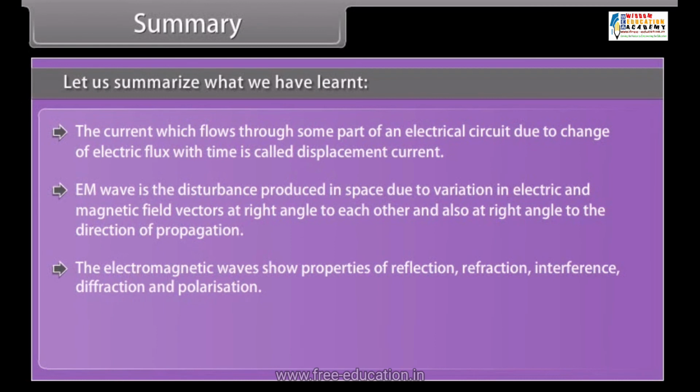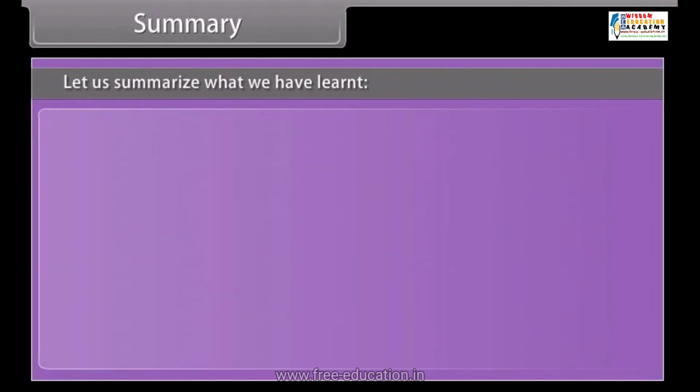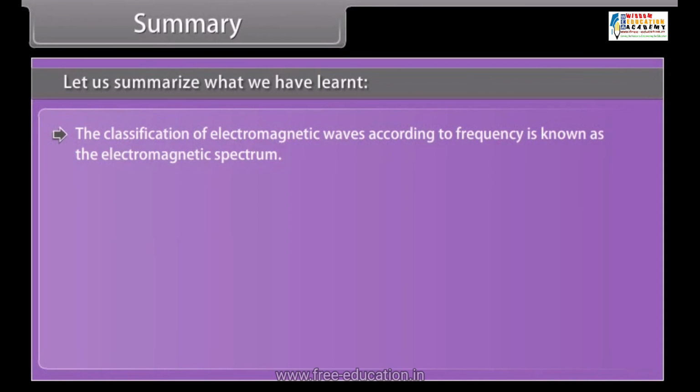The electromagnetic waves show properties of reflection, refraction, interference, diffraction and polarization. In electromagnetic wave, the average values of electric energy density and magnetic energy densities are equal. The classification of electromagnetic waves according to frequency is known as the electromagnetic spectrum.